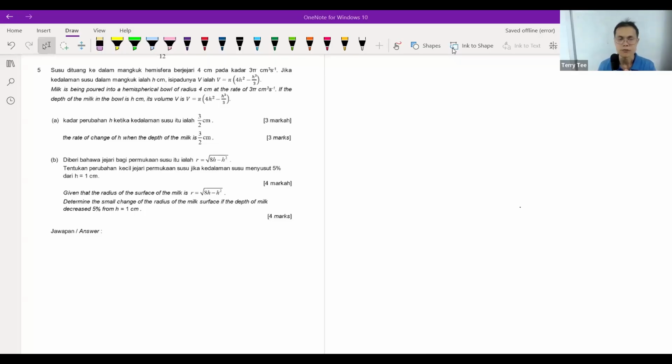Okay, question number 5. This is from Form 5, Chapter 2, Differentiation. So here we have milk that is poured into a hemispherical bowl of radius 4 cm at a rate of 3 pi cm cubed per second, right? And if the depth of the milk in the bowl is h, volume is given by this, you're supposed to find the rate of change of h when the depth is 3 over 2. So if you're finding the rate of change of h, here we are given dV/dt, the volume of milk that is poured inside. You are finding dh/dt.